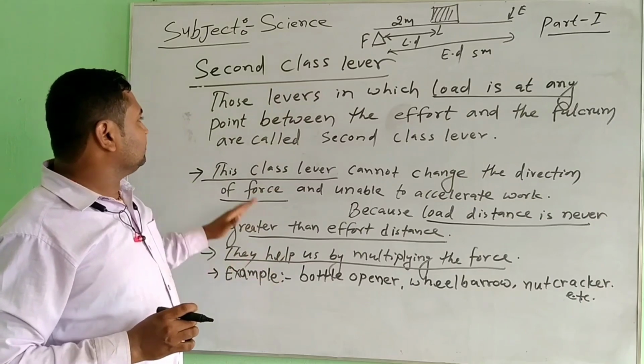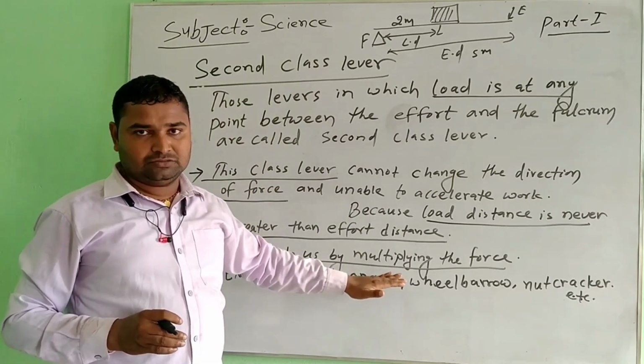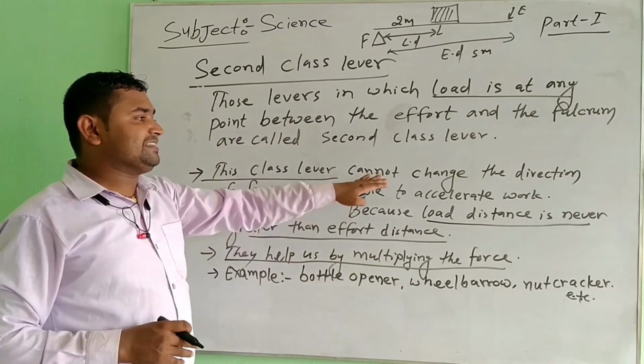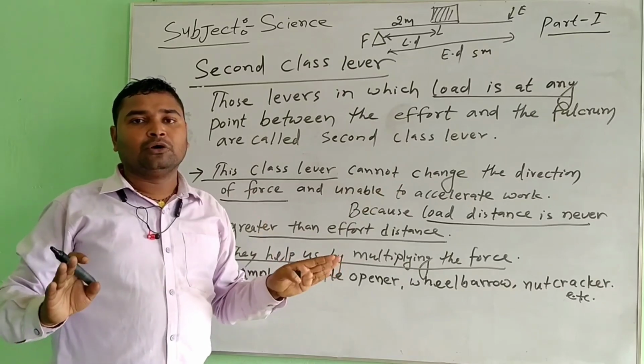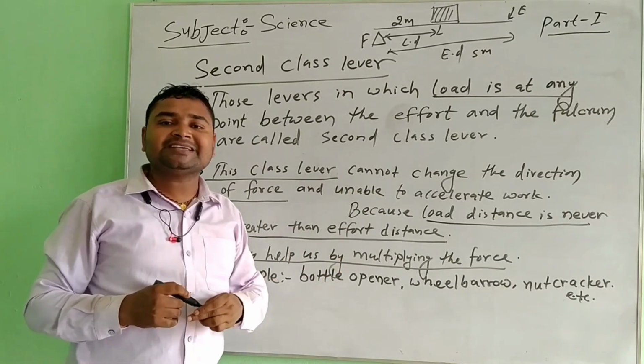So second class lever only helps to multiply the force. It does not change the direction and it is unable to escalate the rate of doing work. Now, third class lever.